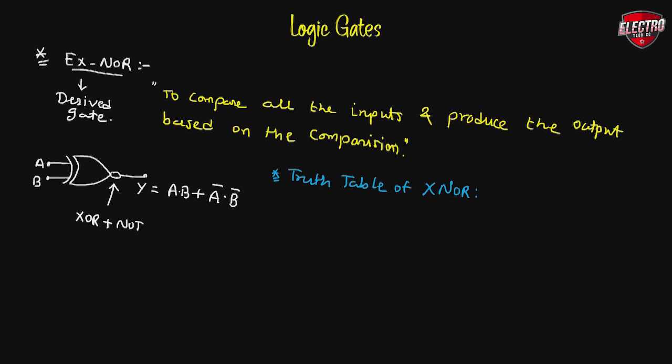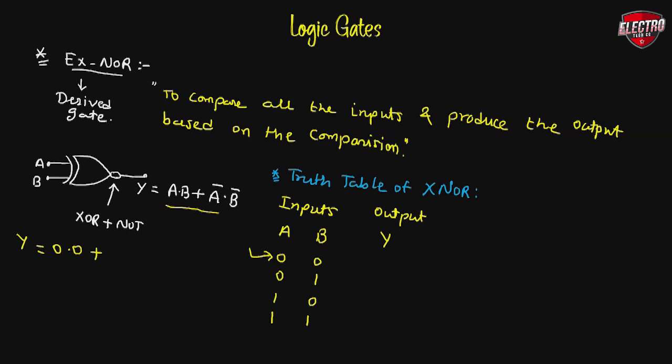As we discussed earlier, the truth table is the number of possible combinations of inputs and corresponding outputs. Input is A and B and output is Y. If we have two inputs then we have four different combinations: 00, 01, 10 and 11. Let us put the first values in the output expression. A is equal to 0, B is equal to 0, so A complement is equal to 1, B complement is equal to 1, so the answer is 1. The first output is 1.